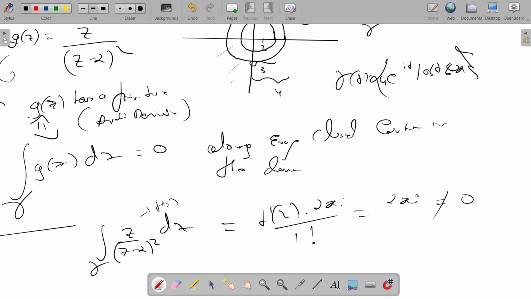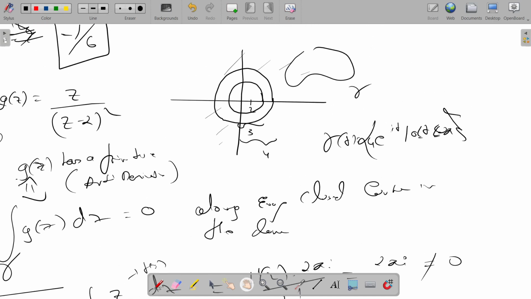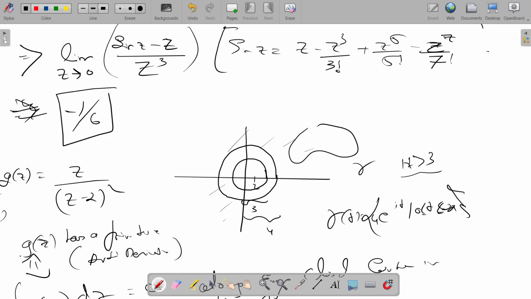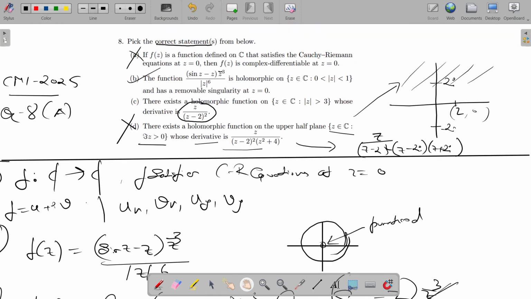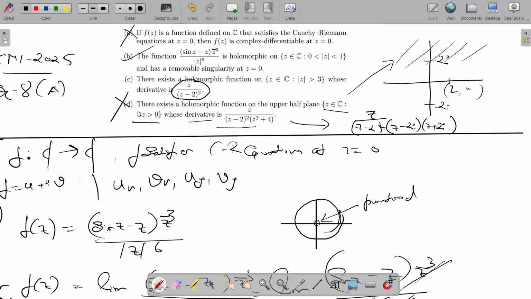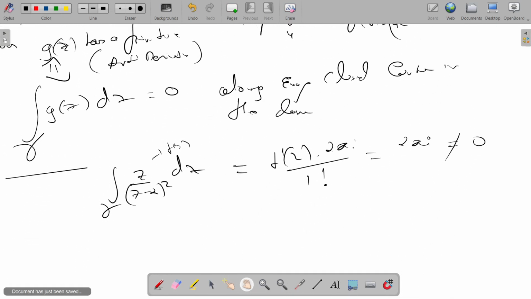And why do we need to check this? Because this domain is not simply connected. g(z) is already holomorphic. If the whole domain were simply connected, then using Cauchy's theorem we could have easily said that the integral along every closed curve will be 0. But this domain is not simply connected, because if we take any point here, we can't shrink the curve without overlapping with this hollow region, this hole. So this will also be false, and only option B will be true. This was such a nice question, especially option C.